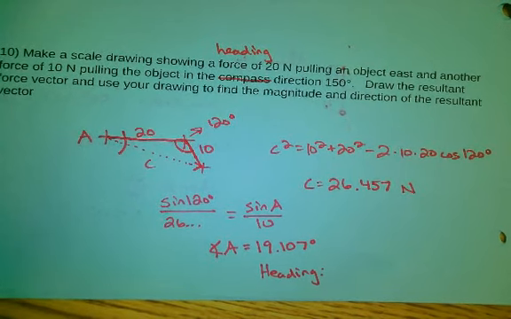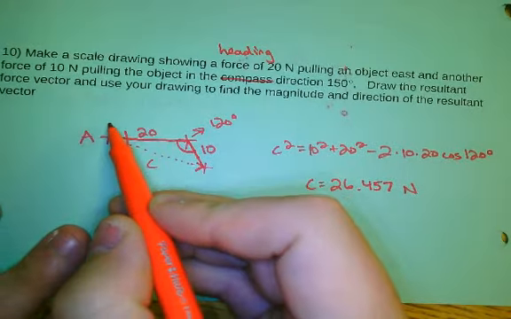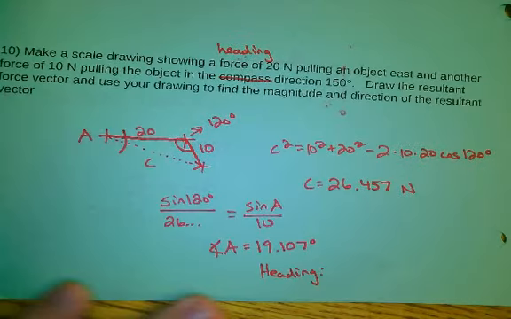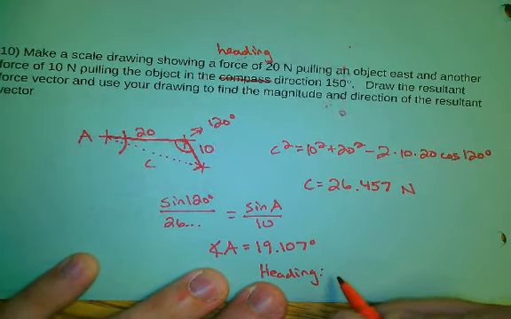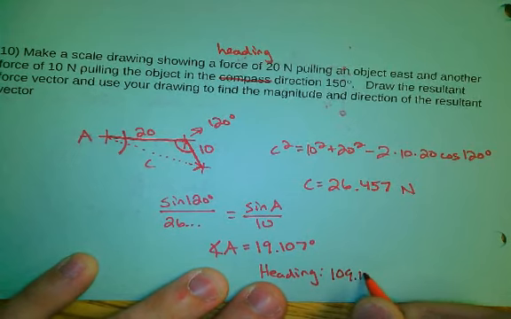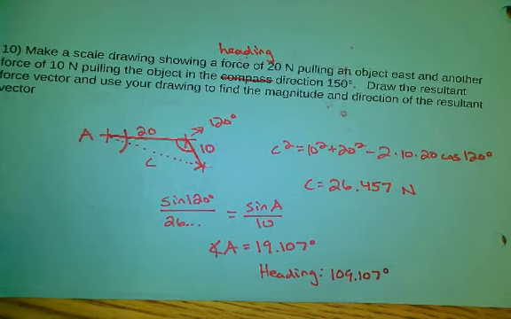109. How'd you get that? I added, because we really got to start up here for a heading. So 90 plus that angle, which is 109.5. Okay.